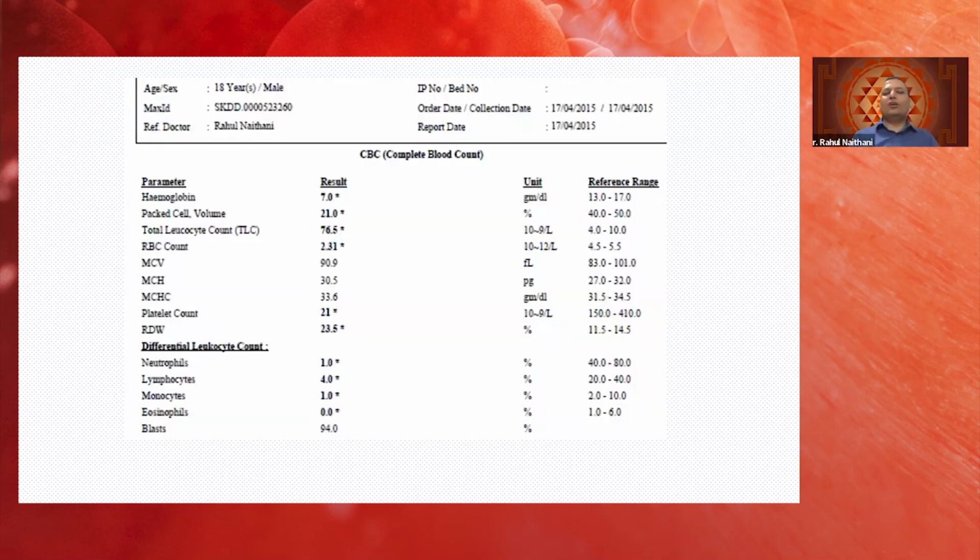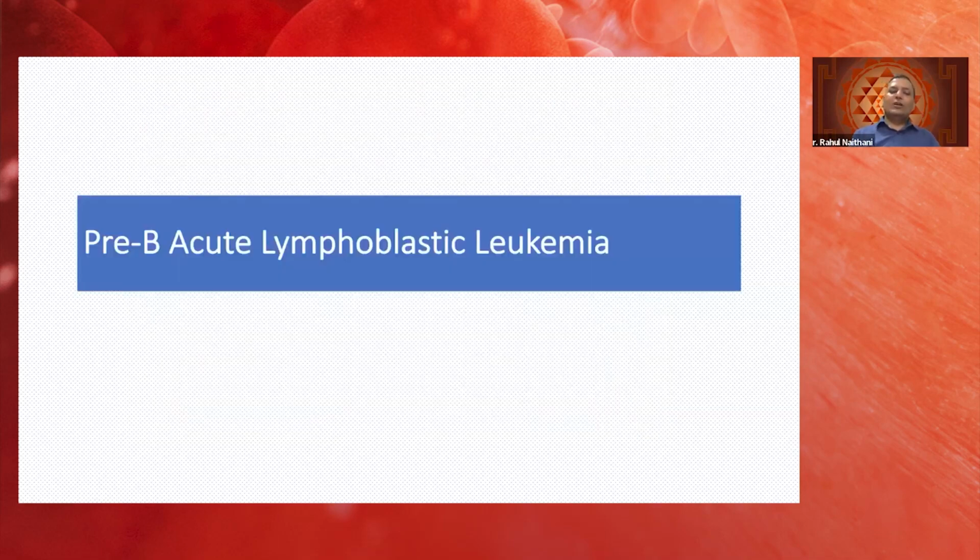CBC is an important finding. So this is a young male, 18 years. Hemoglobin is low, TLC is very high. We are looking at some myeloproliferation. Platelets are very low, but the differential count in itself gives me a diagnosis. This child has 94% blasts. So here we are dealing with a case of pre-B acute lymphoblastic leukemia, which was the final diagnosis. I have taken away all the details because the idea was the approach towards splenomegaly.